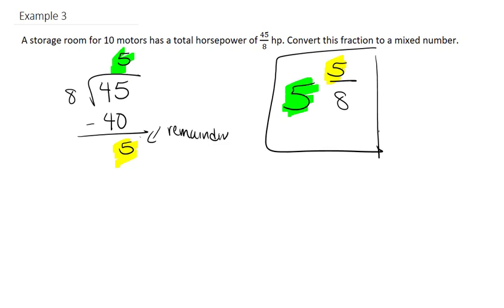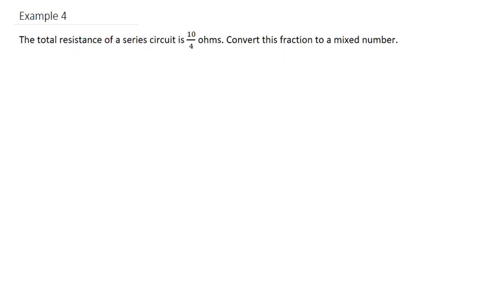Now let's look at another example. Example 4. The total resistance of a series circuit is 10/4 ohms. Convert this fraction to a mixed number. So what we need to do is take the 10 and divide it by 4. So now 4 can go into 10 2 times. 4 times 2 is 8. We subtract. 10 minus 8 is 2. So we get 2 as our remainder.